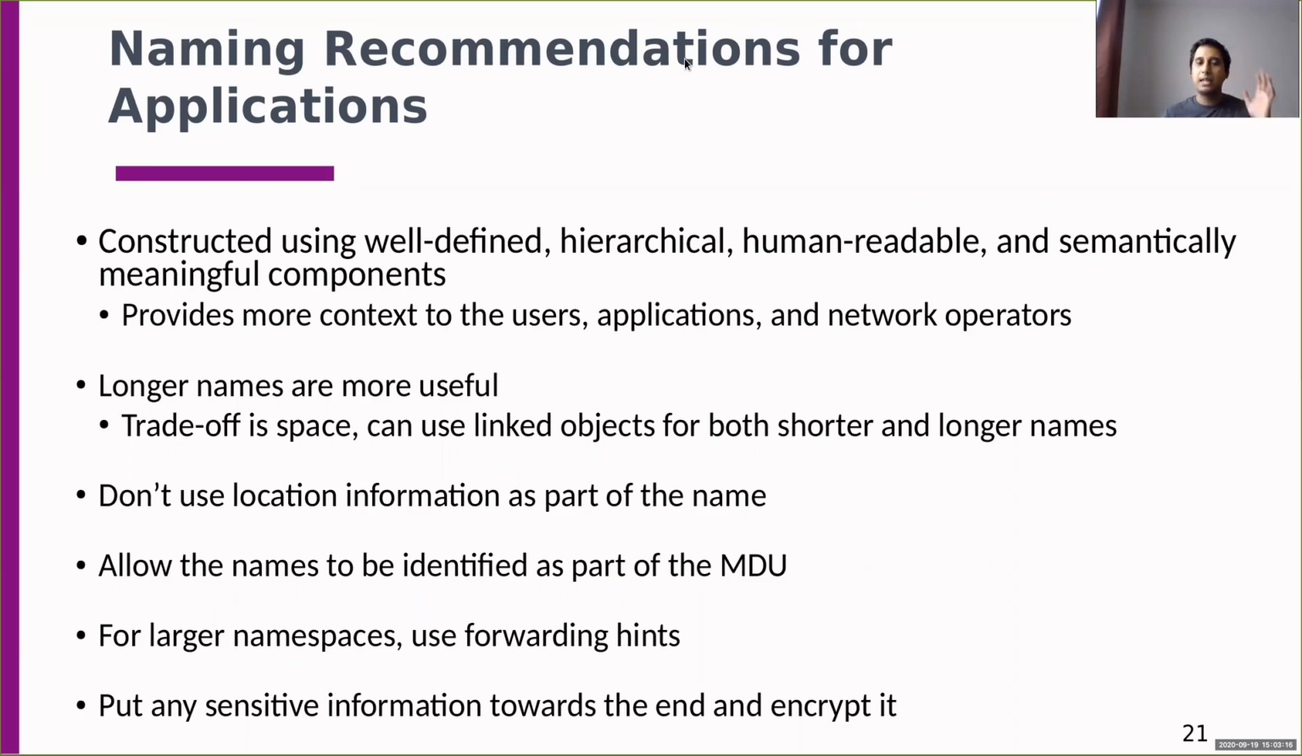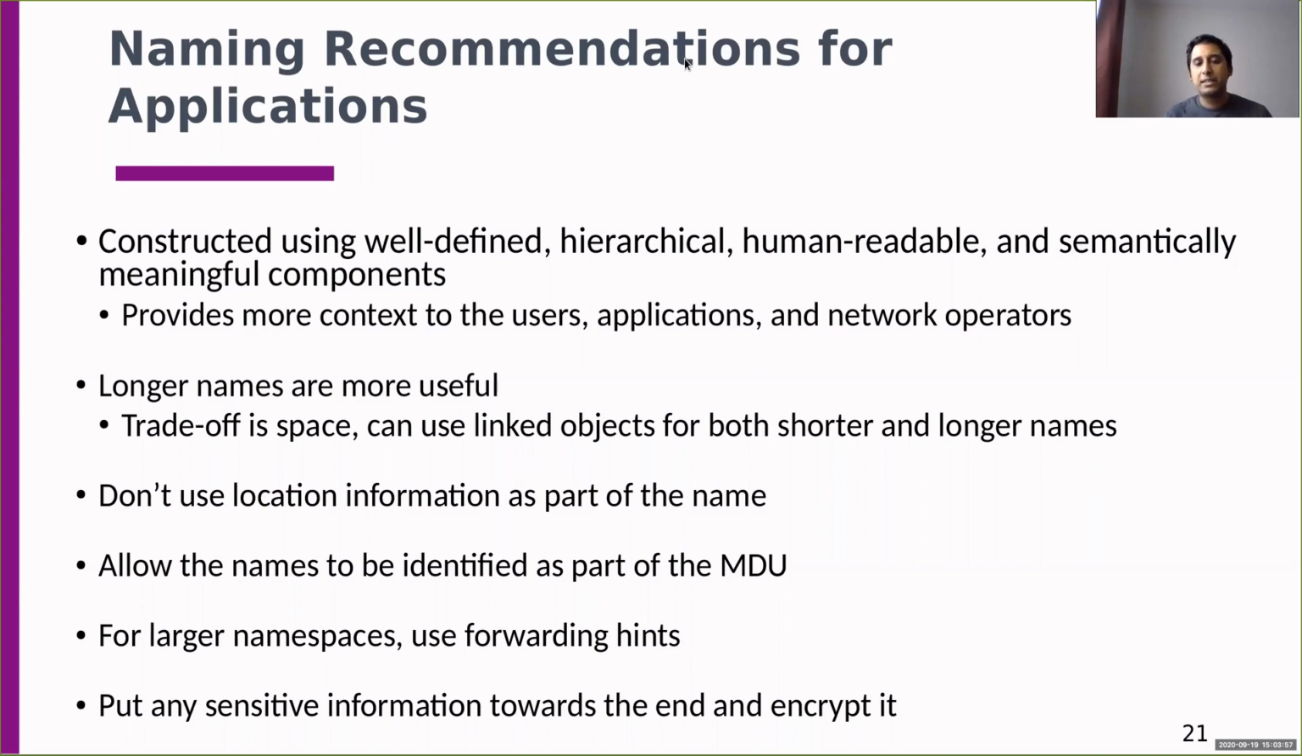Things are named today as host name followed by directory structure followed by file name. It may be very tempting to replicate that name into an NDN namespace. That's not a very good idea. If the location information is not needed, it's best to avoid including that information in the name. The name should be identifiable as part of the MDUs. For larger namespaces, the use of forwarding hints might save a lot of space in the network, so the community should consider that.